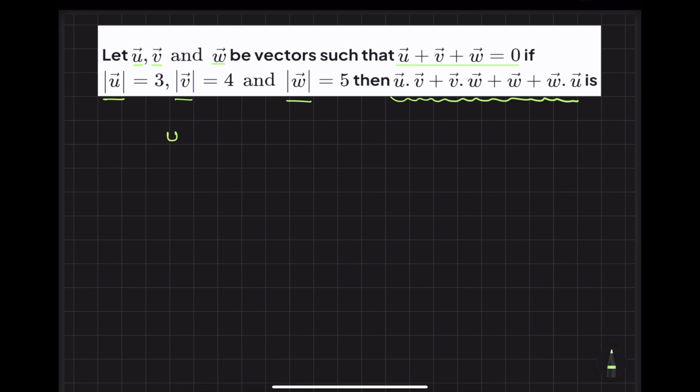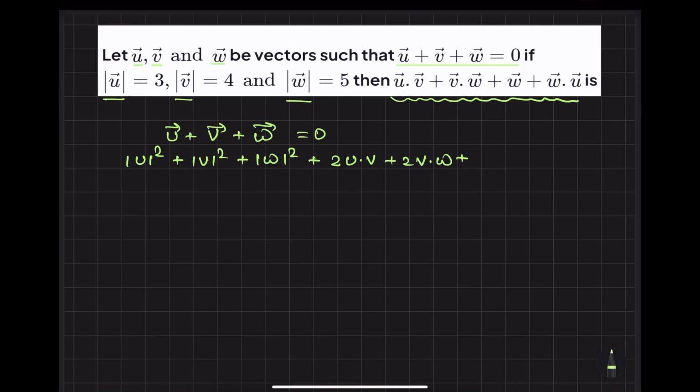So if we have u vector plus v vector plus w vector equals 0, we will square both sides. So it is the magnitude of u vector squared, magnitude of v vector squared, magnitude of w vector squared, plus 2 times u dot v plus 2 times v dot w plus 2 times u dot w equals 0.